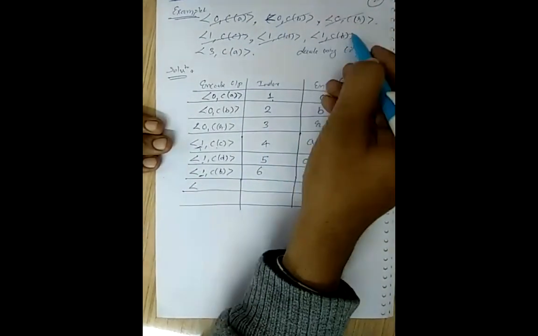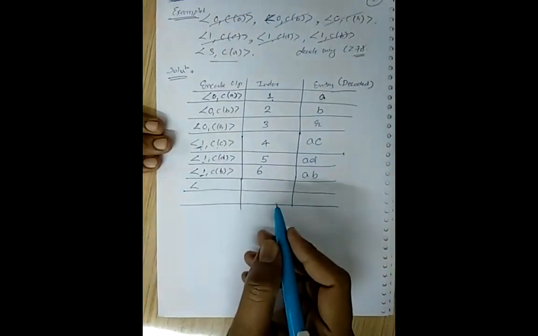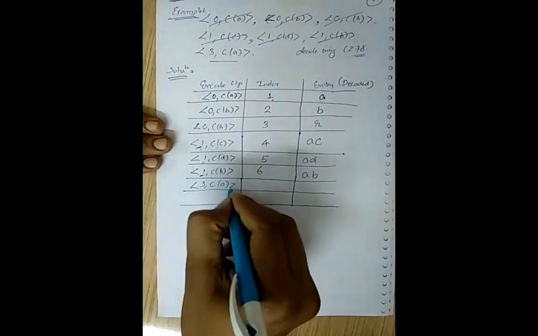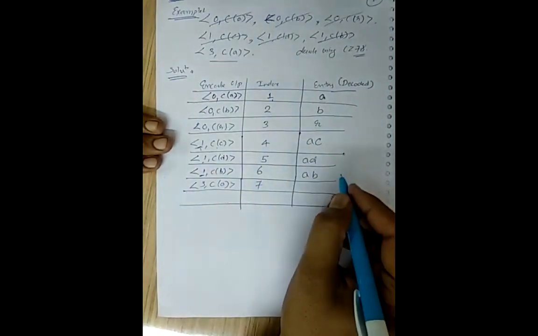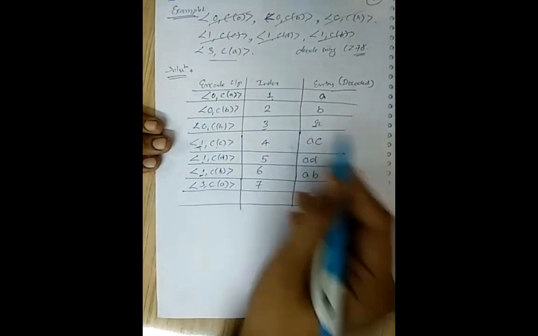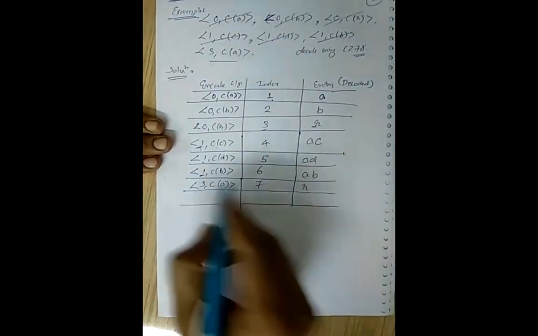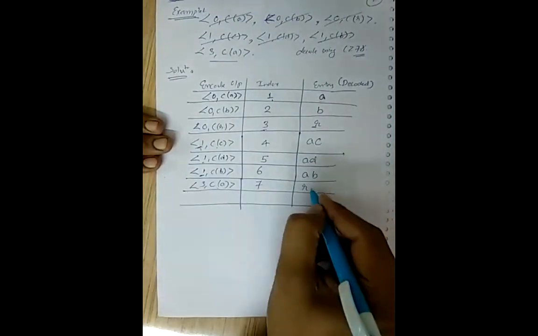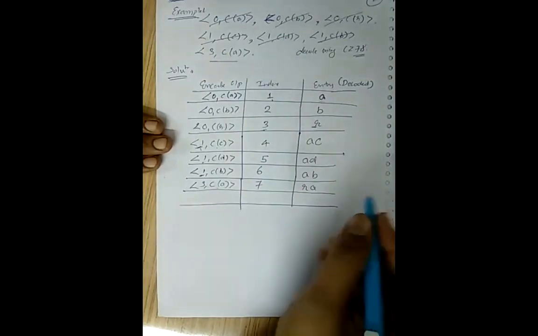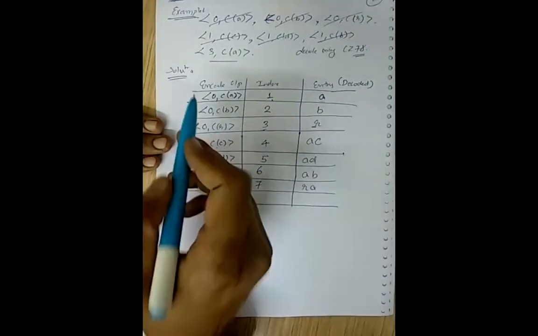The last, that is 3 C of A. It represents 7 as the new index value. And third पे कौन सा है मेरा, R. So R followed by A. Okay, so I have decoded all the individual doublets.